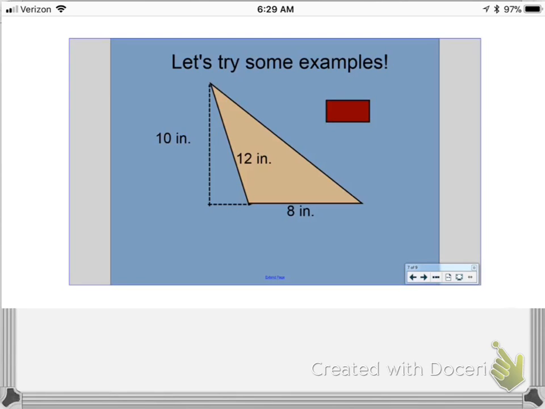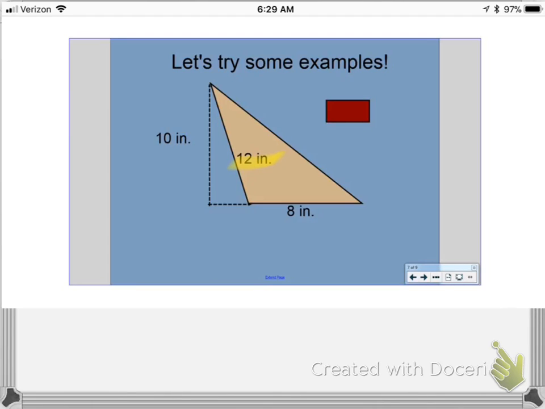So this first triangle, you'll notice, has that dotted line that we talked about that shows the height. The height will always be perpendicular to the base. And you have to use the height when you are calculating the area of the triangle. You can't use those slanted lines. Like here you can see that we have 12 inches labeled for the slant. You never use the slant. You always use the base and the height of the triangle.